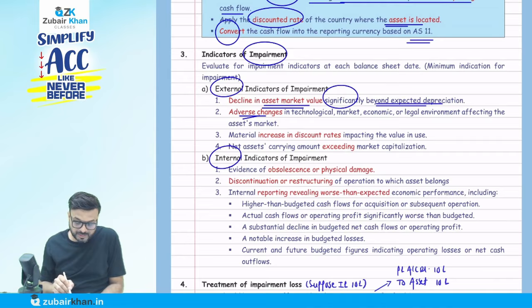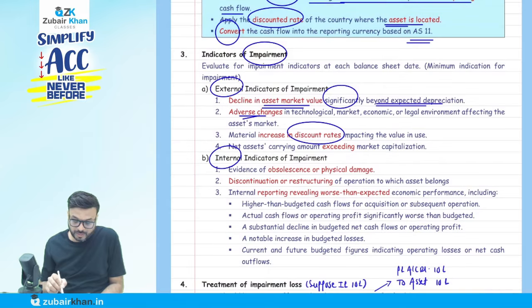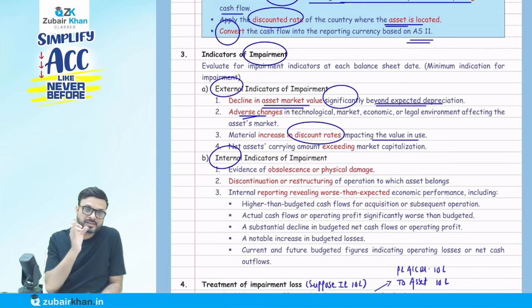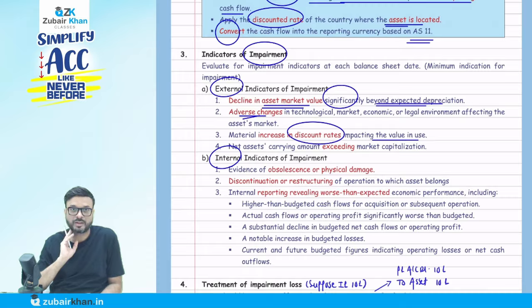Next, a material increase in the discount rate impacting the value. What is value in use? The present value of the future cash flow. When you calculate the present value, we have to use the discounting rate. The higher the discounting rate, the lesser the present value will be. So if the discounting rate increases, it is going to impact the value in use.